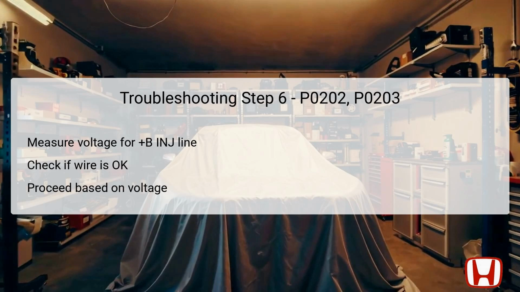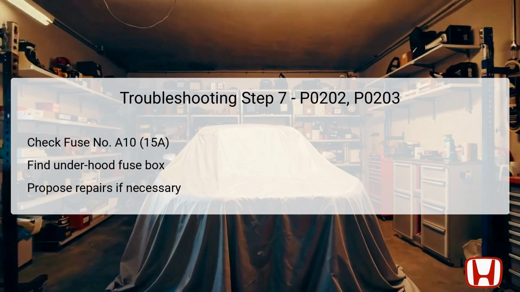If you find battery voltage, this indicates that the +B INJ wire is working fine, and you can then move on to step 8. If there is no voltage, it leads to possible wire issues that require further diagnostics in step 7. For this retest, check fuse number A10, also rated at 15A, located in the same underhood fuse relay box. Determining the status of this fuse is as important as checking the first fuse.